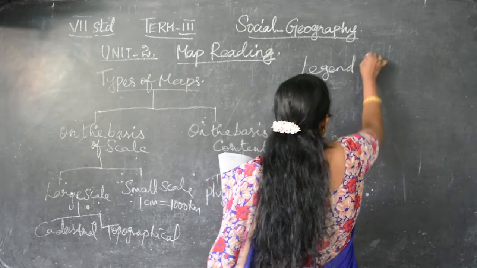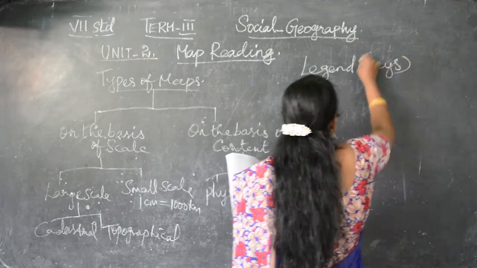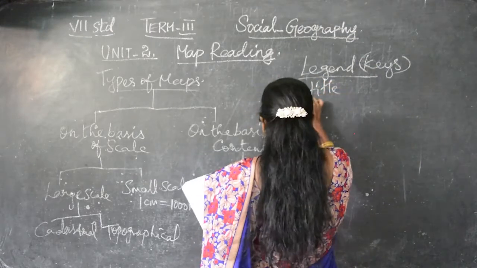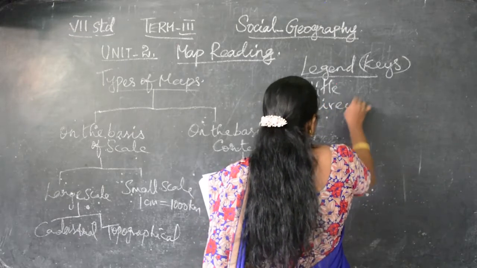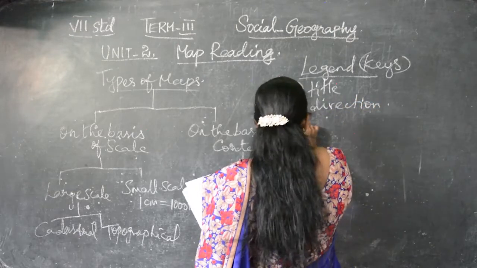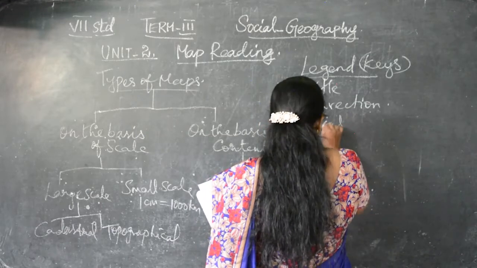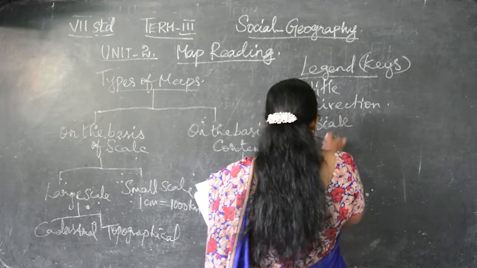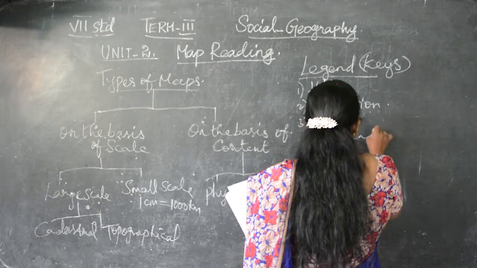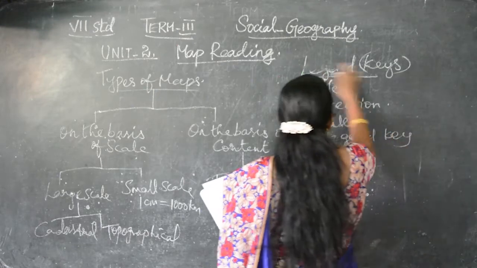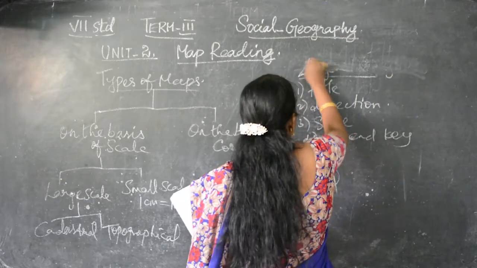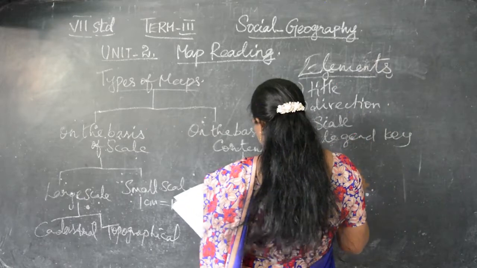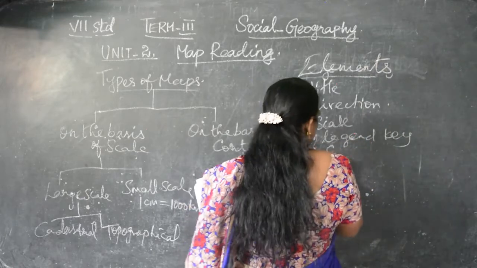Legend, or else we can say it as key. இதில் என்னென்ன கீஸ் இருக்குன்னு பார்த்தா, first one the title, then direction, என்ன டைரக்ஷனில் அதை ட்ரா பண்ணியிருக்காங்க மேப், then third one the scale, and then fourth one the legend or key, and fifth one signs and symbols. These are the elements of maps.